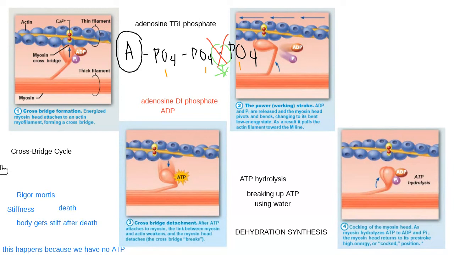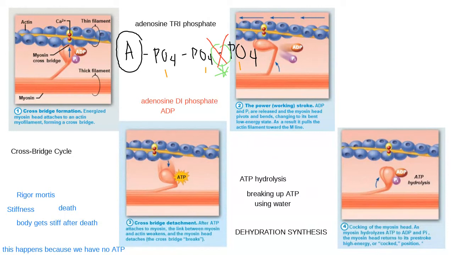Because you know how Dr. Allis is. Dr. Allis will say, well, what happens if your body doesn't make any ATP? Where are we going to get stuck? Or what happens if I can't chop up my ATP? Where am I going to get stuck? So you need to be able to explain what's happening in cross-bridge formation, what's happening in the power stroke, what's happening in cross-bridge detachment, and what's happening in this cocking of the myosin head step.